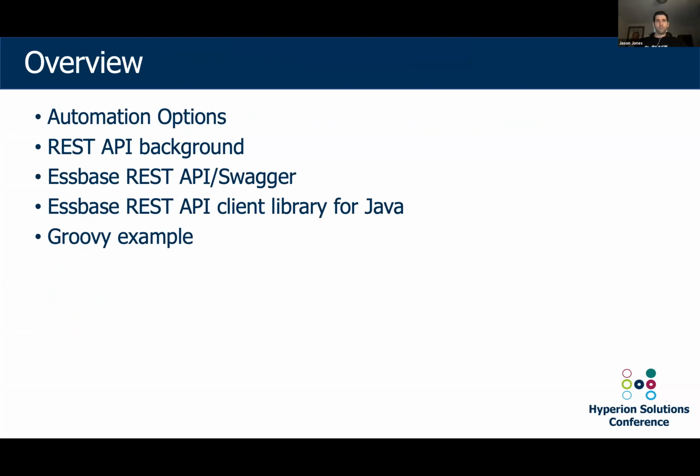Just an overview of where I'm heading. Let's look at some automation options for Essbase. I'm going to give you a crash course on REST APIs in general. I'm going to look specifically at the Essbase REST API using a tool that Oracle's using called Swagger, and I'll explain what that is. Then I want to talk about an Essbase REST API client library that we're developing as an open source project, and how people could use that in their own software. And then I'll give you an example with the Groovy programming language, or scripting language, if you will.